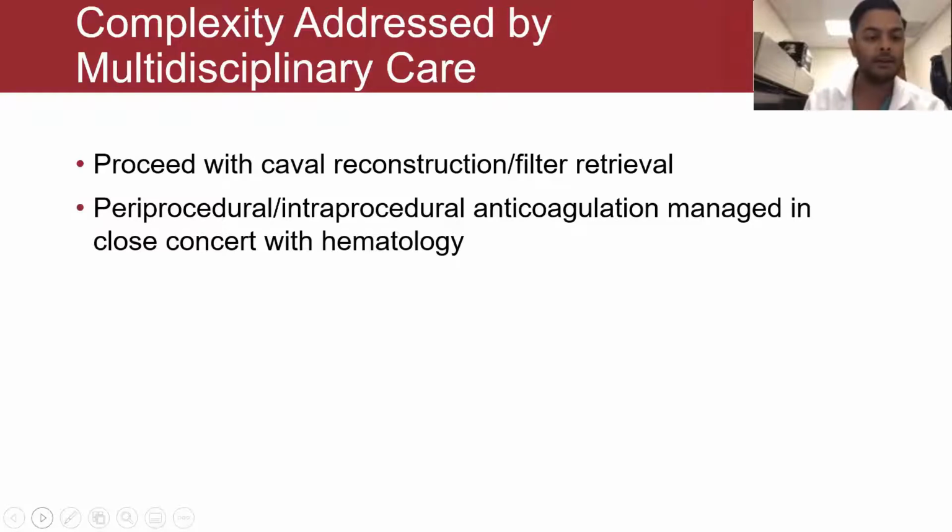First, he has HIT, so managing the peri-procedural and intraprocedural anticoagulation needs to be done in close concert with our hematology colleagues. Certainly we understand that we can use either argatroban or bivalirudin on the table, but how are we going to manage the transition to an injectable or oral agent in the post-procedure and outpatient setting? Those are all things we wanted to coordinate before we did the procedure.